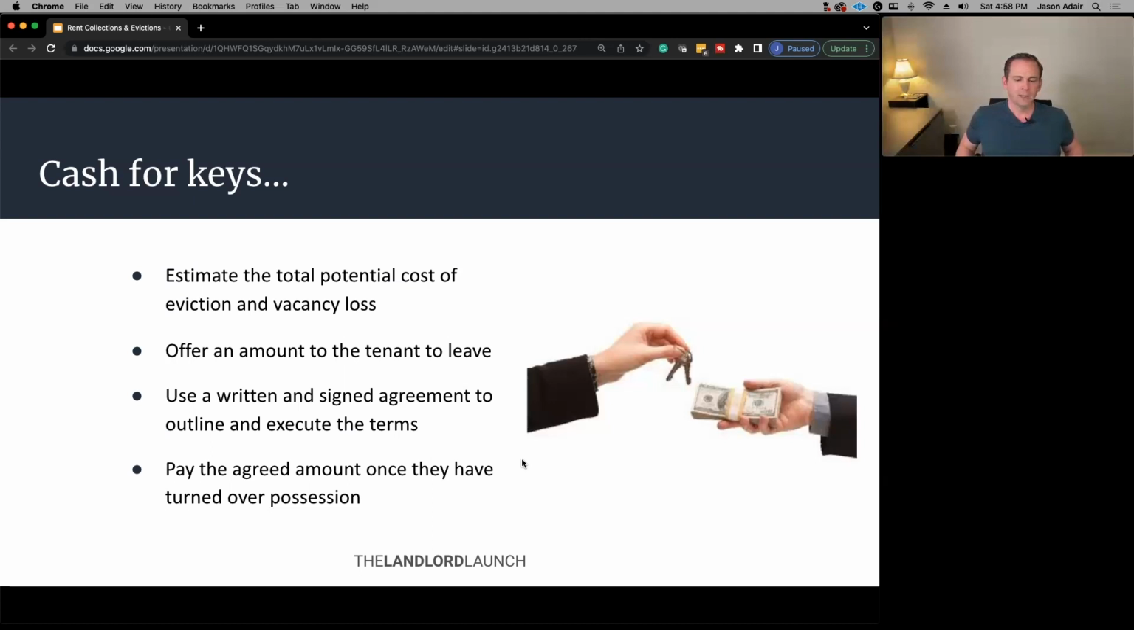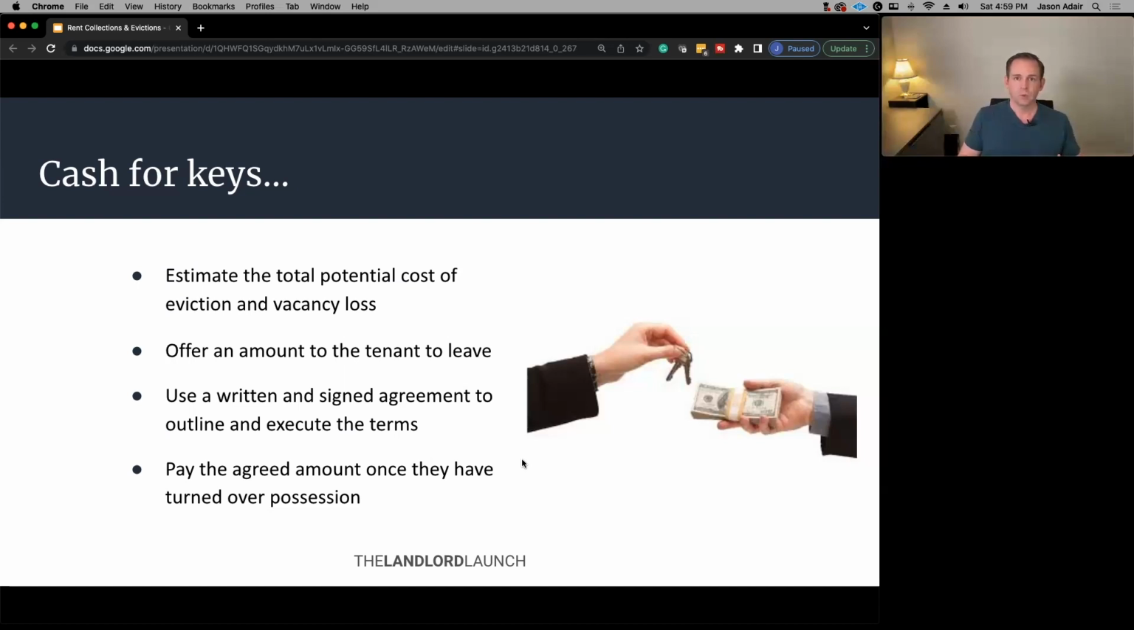And then come up with an amount. If it's going to cost a collective $3,000 to get them out over the next 2 months, say, hey, listen, $1,500, you're out by this date. I'll put cash in your hand. What do you think? 9 times out of 10, they're going to take it. You put it in writing, and then when they have vacated the home, then make the exchange.